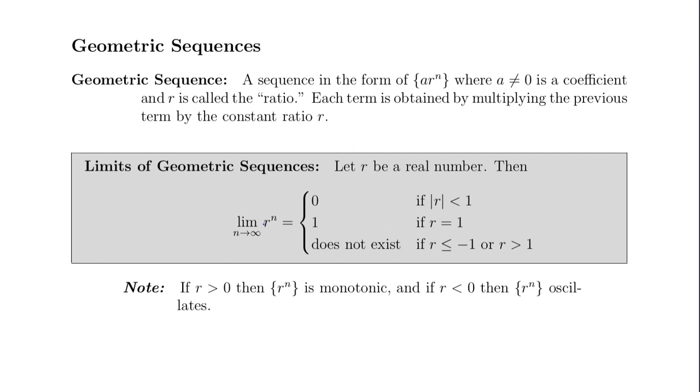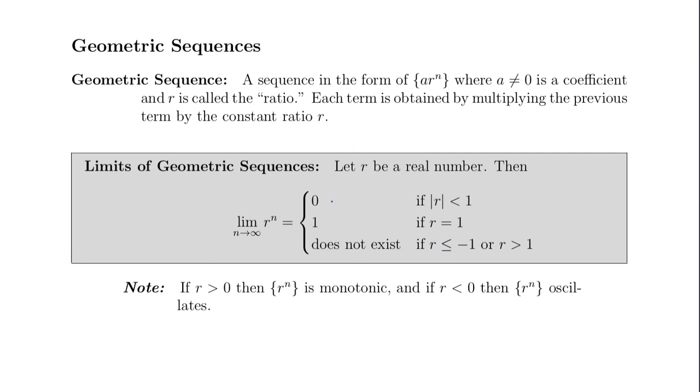If R is equal to 1, then this sequence is a really boring one. It's 1 and then 1 squared and then 1 cubed and then 1 to the 4th. But that's just 1, 1, 1, 1, 1, 1, 1. So it's constant. And then we'll notice that if R is really big, we have this thing going to blow up and get really large. And so it'll count up towards infinity. And if R is negative 1 or less than negative 1, then we'll do a similar kind of thing, except we have this oscillation.